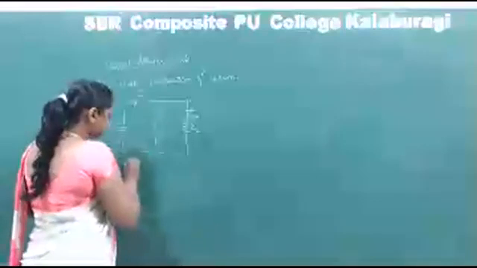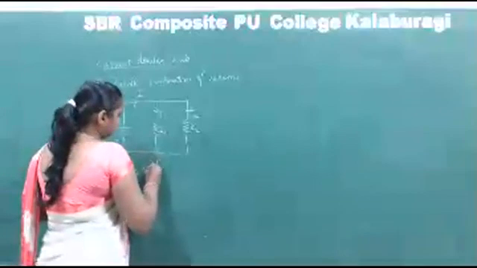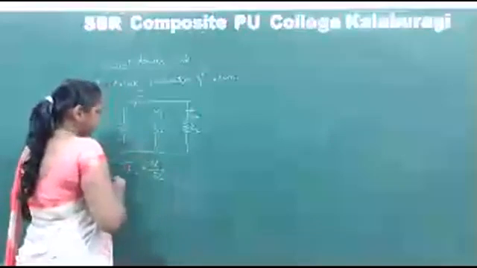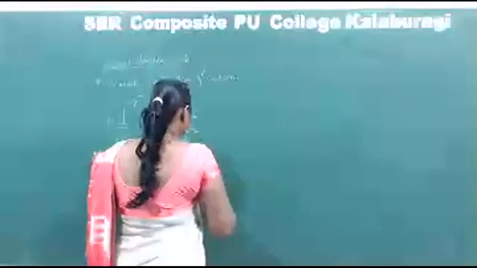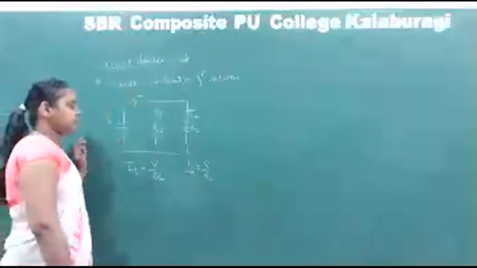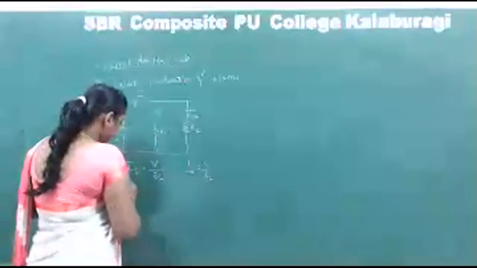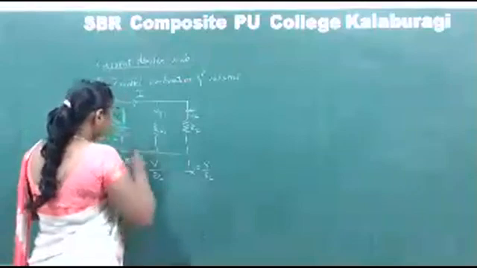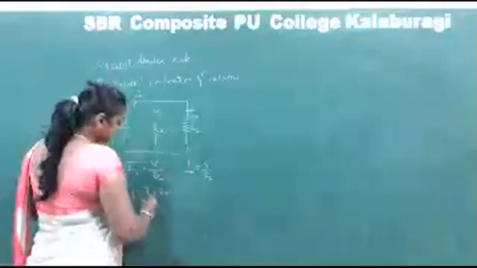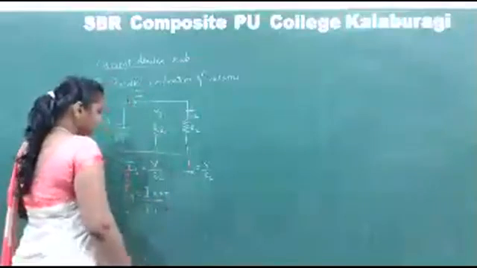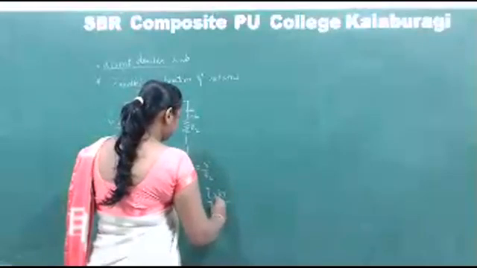So the current I1 is given by V by R, that is V by R1. I2 is equal to V by R2. And what is V? V is equal to I into R. So I1 is equal to, I is this main current, I into RT, total resistance, divided by R1. Okay? I2 is equal to I into total resistance divided by R2.